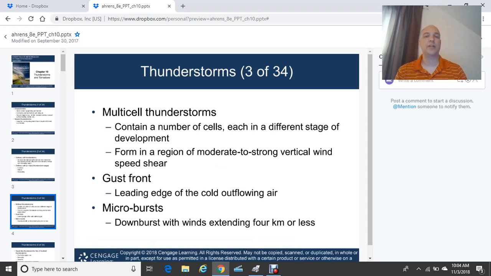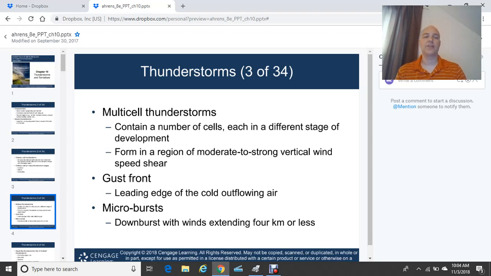Now, there are other types of thunderstorms besides the ordinary air mass thunderstorms. You have multi-cell thunderstorms, and what happens with multi-cell thunderstorms is you get a larger number of thunderstorm cells. They're each in a different stage of development. One might be in the cumulus stage. The thunderstorm next to that might be in the mature stage. Another thunderstorm may be 5 to 10 miles away, and the general area may be in the dissipating stage. So the stages of development can vary with multi-cell thunderstorms.